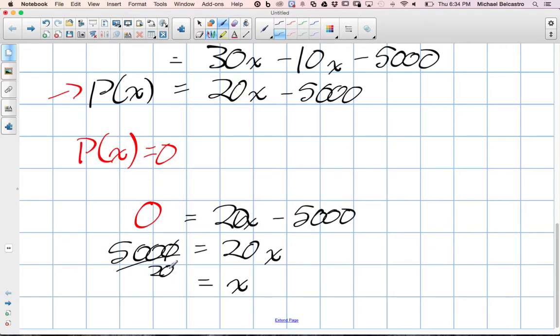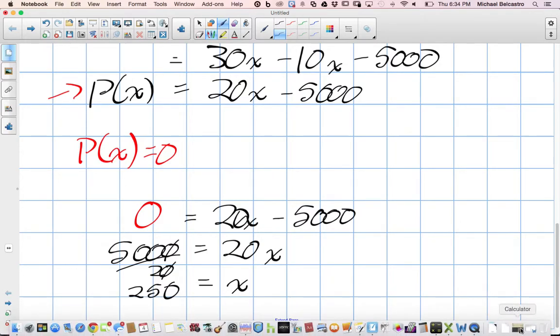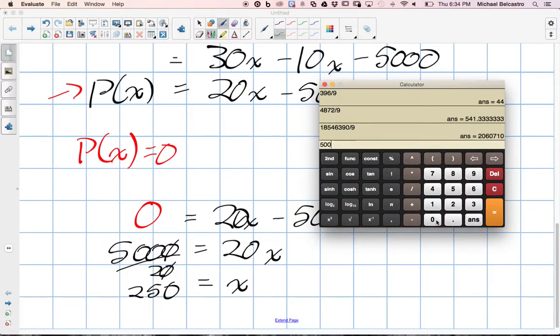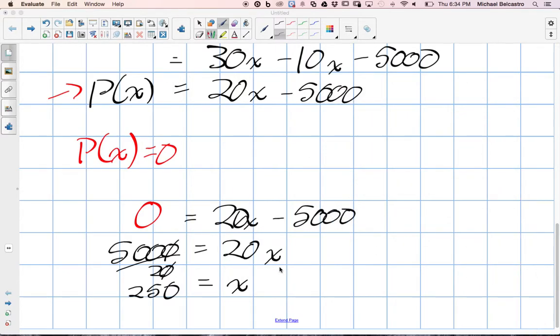Let's see, these cancel out. 20 goes into 5,000 250 times. I'm quite sure that's what it is. We'll double check. Yes, 250. So what that tells us is they need to have 250 customers every month in order to be breaking even.